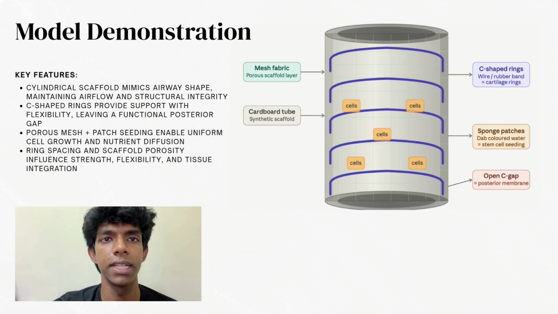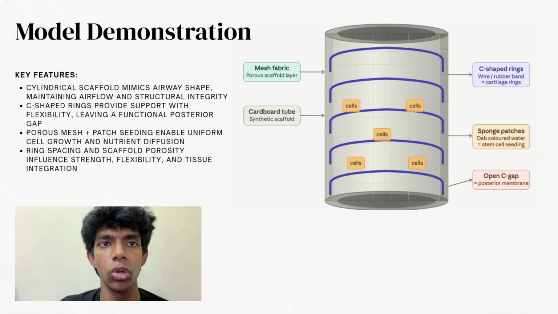The outer cylinder represents a synthetic scaffold, like a cardboard tube wrapped with a porous mesh that supports cell growth. Inside, the blue C-shaped rings mimic the tracheal cartilage, giving structure while leaving an open gap at the back, like the natural posterior membrane. The small orange patches represent seeded cells applied using sponge dabs, which spread and grow across the scaffold.